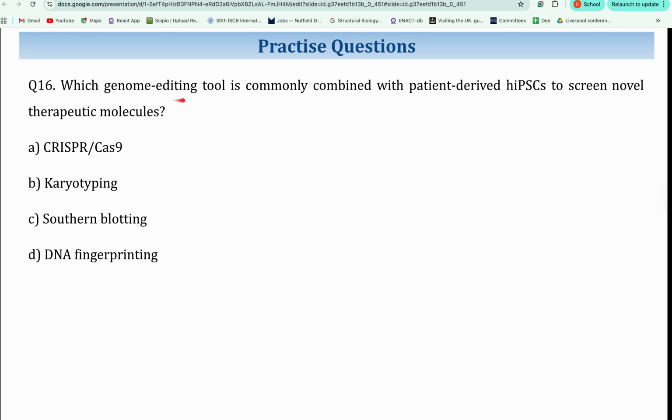The next question is, which genome editing tool is commonly combined with patient-derived human induced pluripotent stem cells to screen novel therapeutic molecules? Option A, CRISPR-Cas9. Option B, karyotyping. Option C, Southern blotting, and option D is DNA fingerprinting. So this is straightforward because the second word is the hint in itself.